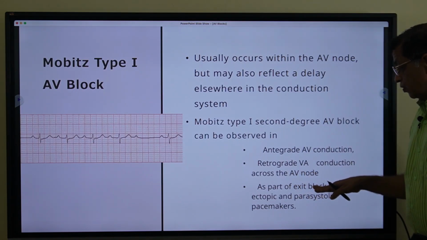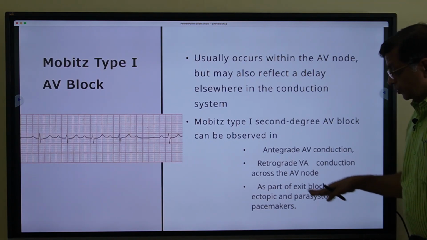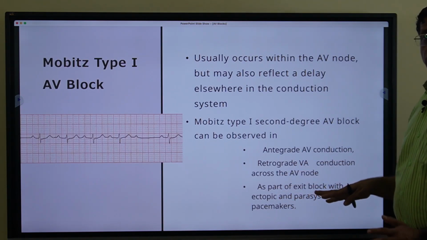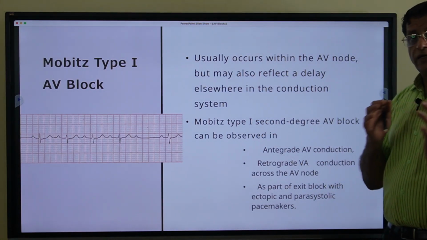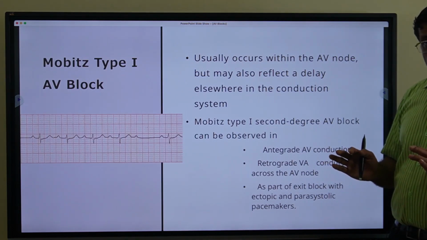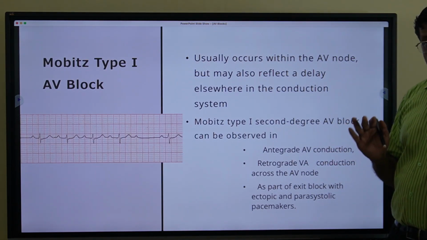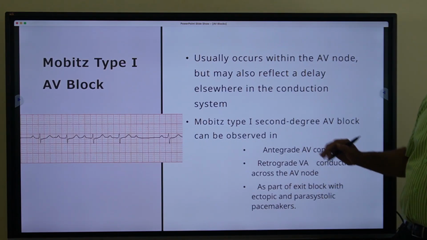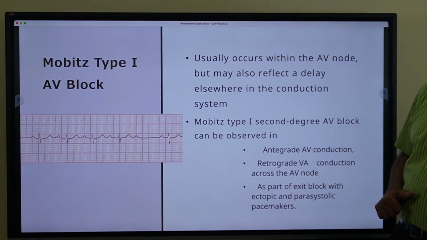It can also be seen as an exit block in an ectopic or parasystolic pacemaker. So parasystolic means a sinus node is beating and a separate pacemaker is beating in parallel. We have already discussed parasystole in our previous lectures. In parasystole also you may get this Wenckebach exit block.